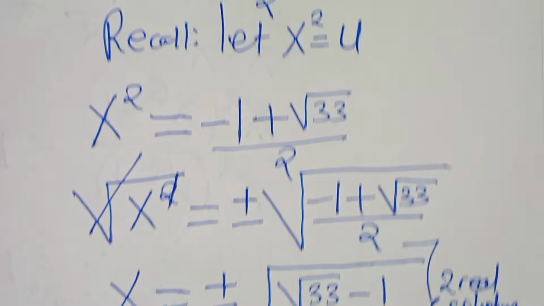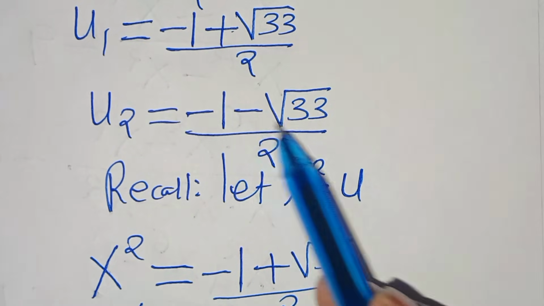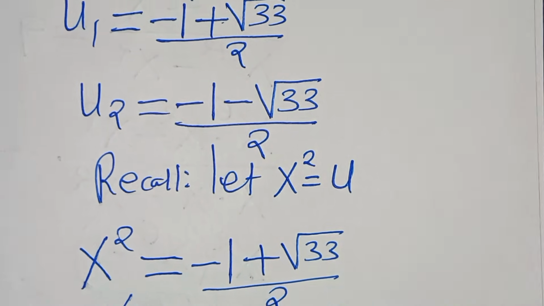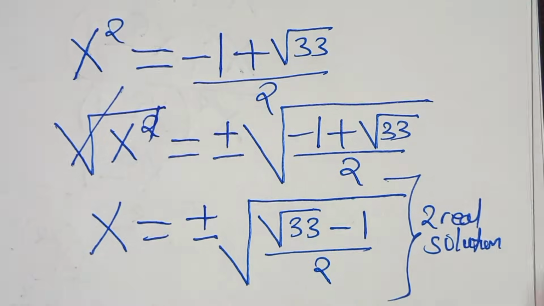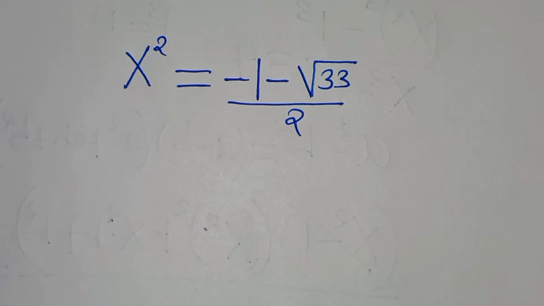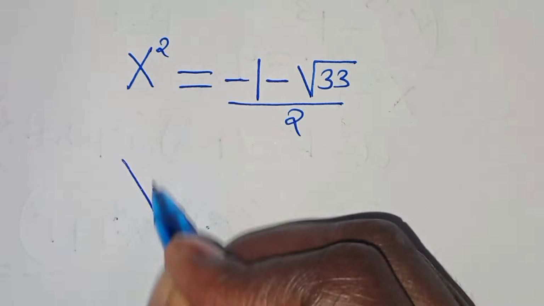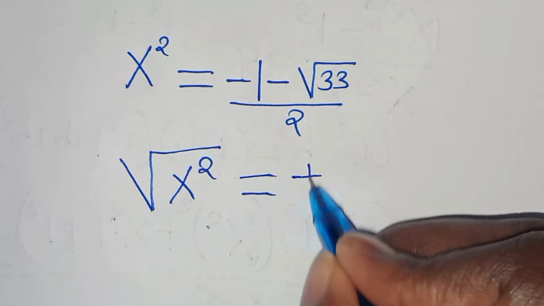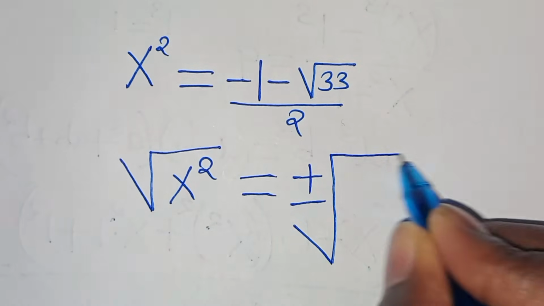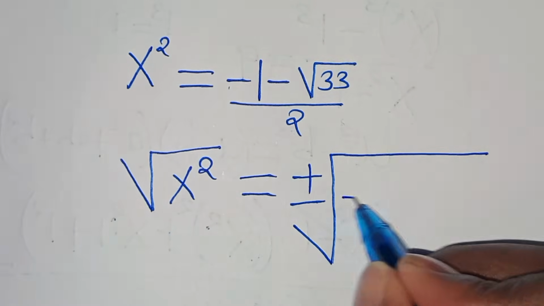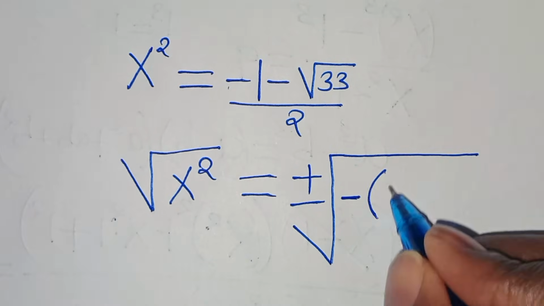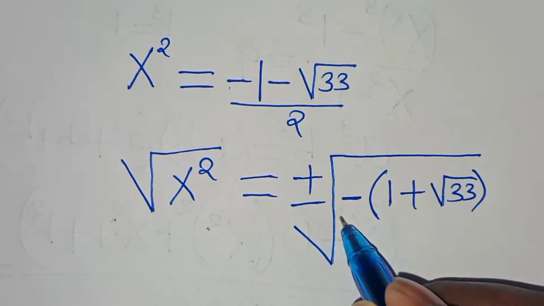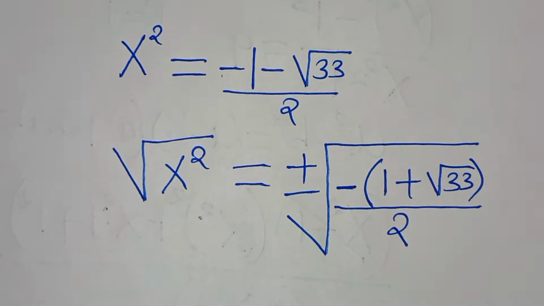Now let's proceed to u2, which is minus 1 minus the square root of 33 divided by 2. So let's substitute this u. For x, let's introduce a square root on both sides. So we have the square root of x squared equal to plus or minus the square root of, now this is the same thing as minus into the parentheses 1 plus root 33, close the parentheses, everything divided by 2.